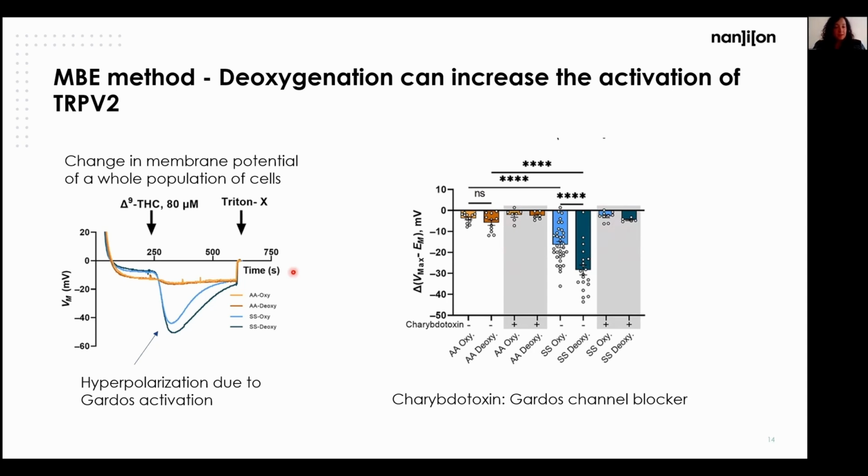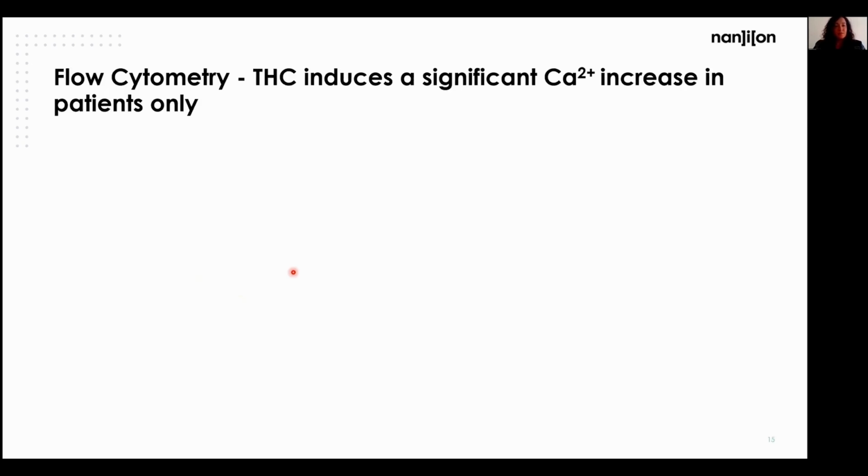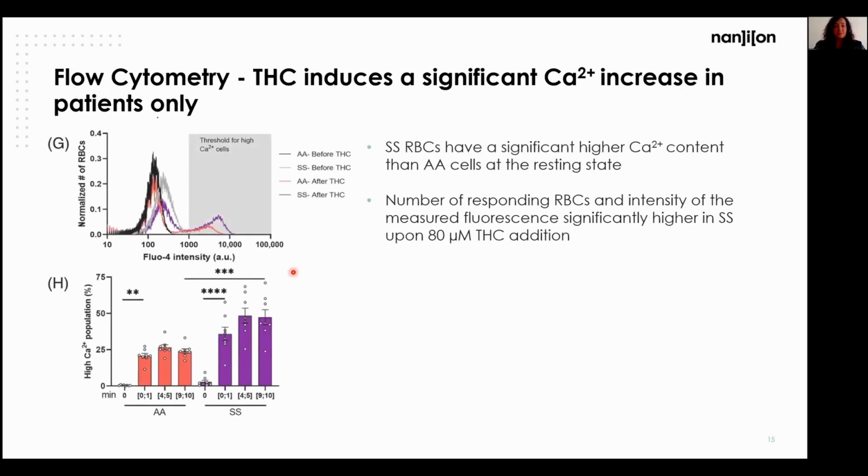Since Gardos is activated by calcium, we wanted to look at the calcium movement inside these two samples. That's why we performed flow cytometry using a fluorophore marker, and we looked at the fluorescence intensity. In graph G, we can see that already at the resting state, sickle cell red blood cells have a significantly higher calcium content than the healthy control. But that is something we expected.